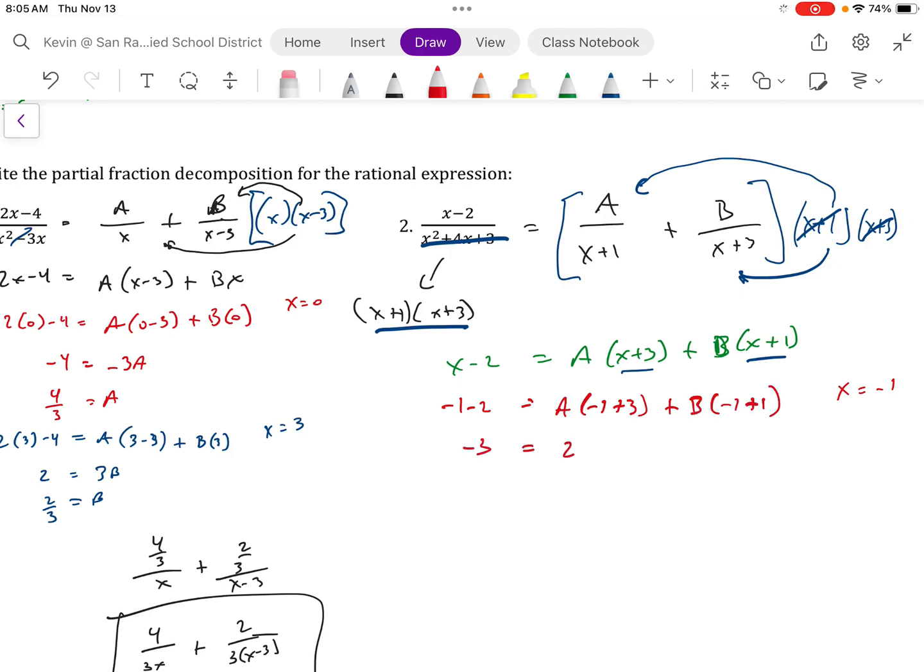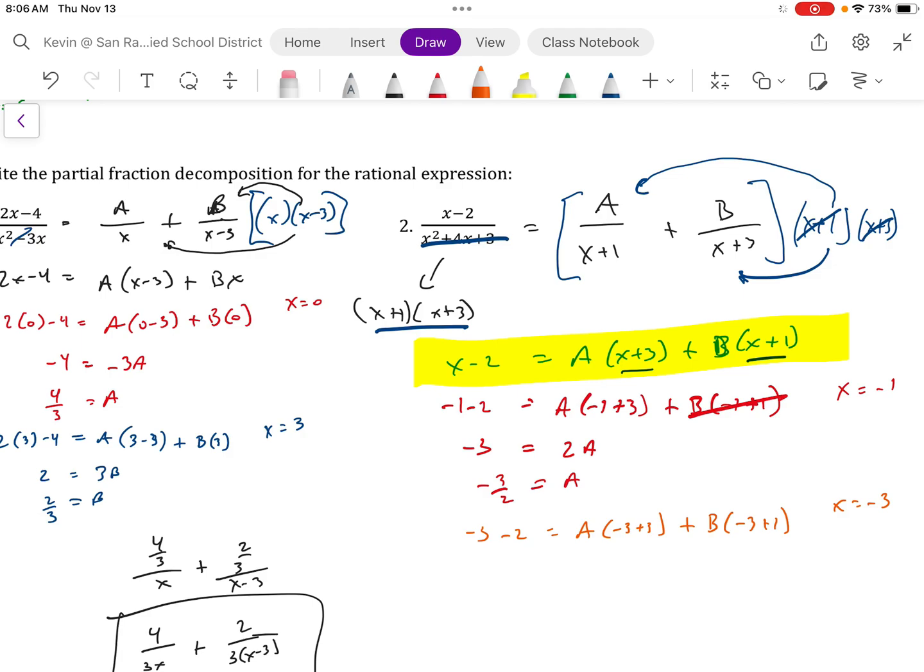-3 equals 2a, and this cancels out, right? So a equals -3/2. Then come in here and go x equals -3, -3 minus 2, a times -3 plus 3, plus b times -3 plus 1. Again, I'm always going back to this original equation. Okay, -5 equals, that's 0, so this is -2b, so b equals 5/2.